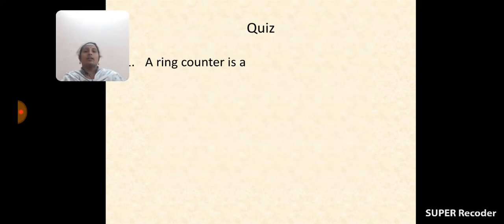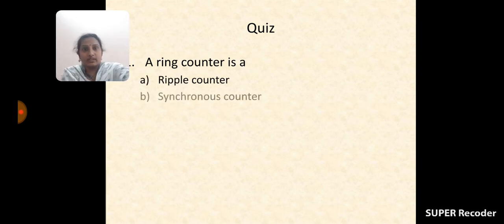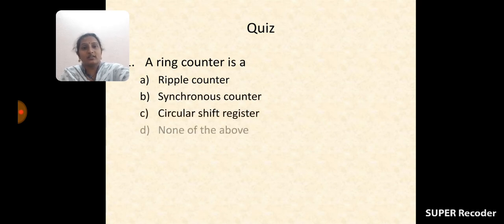And see, in competitive examinations we face multiple choice questions. From the ring counter also there is a possibility of questions. First thing, a ring counter is a, so you must check the options. Is it a ripple counter, or a synchronous counter, or a circular shift register, or none of the above? Logically you answer this question. Ring counter is a. So in a ring counter, what is going on?